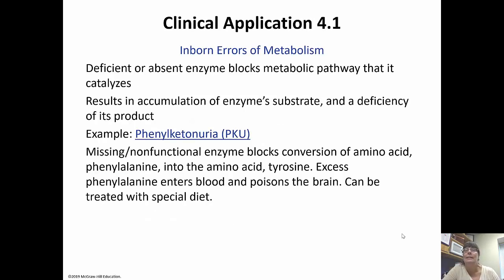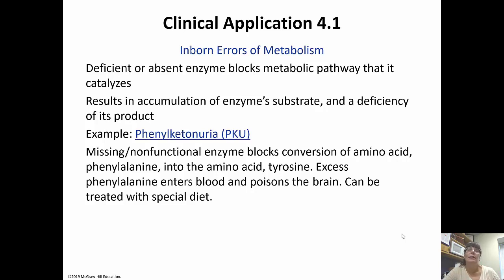Deficient or absent enzymes block metabolic pathways that they catalyze. So, for example, Hex A is a big enzyme that we need, and individuals that do not have Hex A have Tay-Sachs disease. So they can't catabolize that reaction. And what happens is lipids start to build up in their brains.